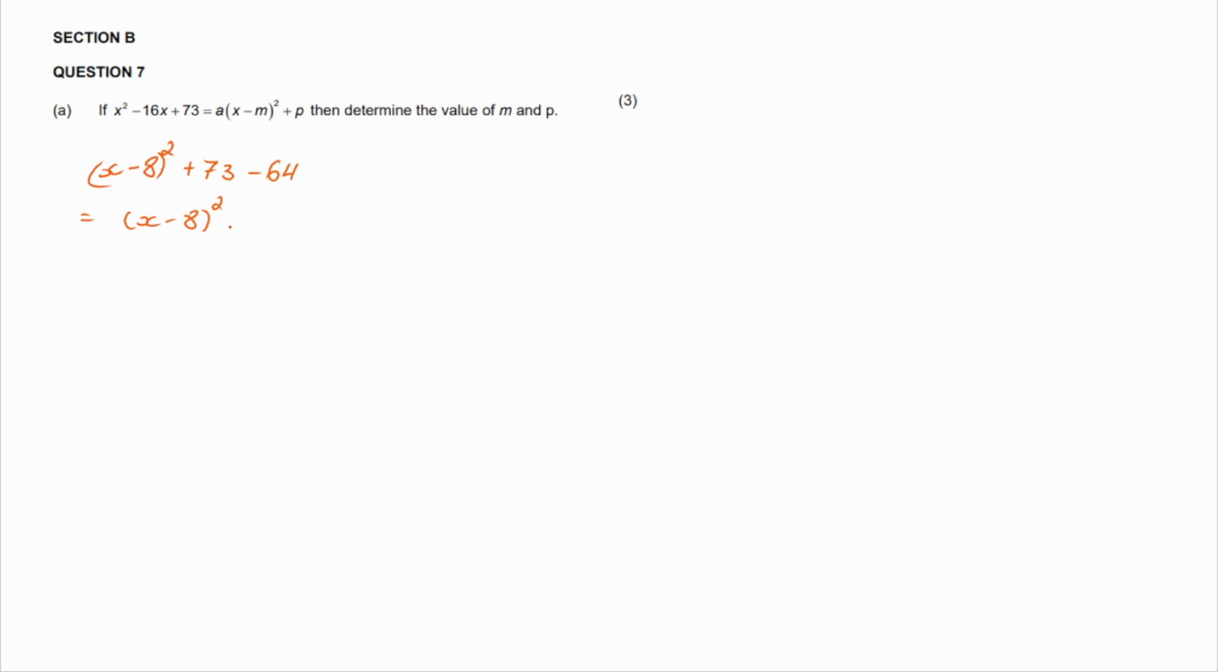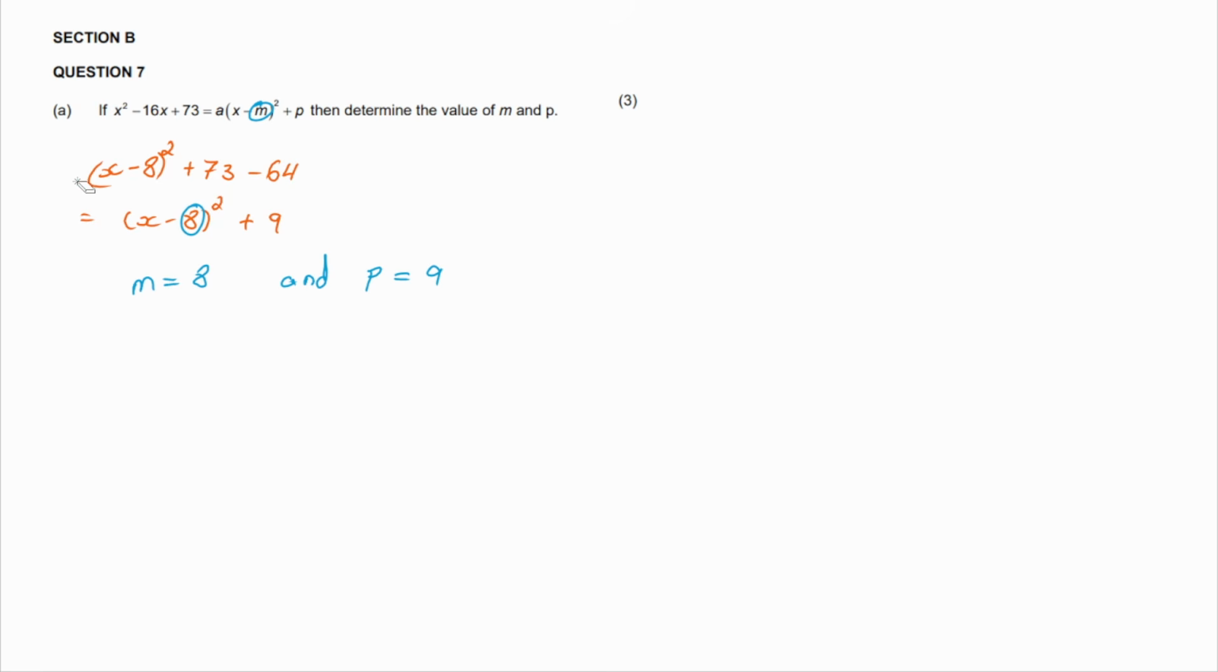So what we get then is (x minus 8) all squared, and then what does that give us? 9? It gives us plus 9, so 73 minus 64 is 9. Yep, confirmed using the calculator. So there we go. In this form, you can see immediately that m is 8 and p is equal to 9. So that's one way you can do it, by just completing the square.